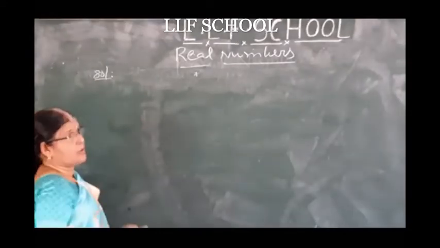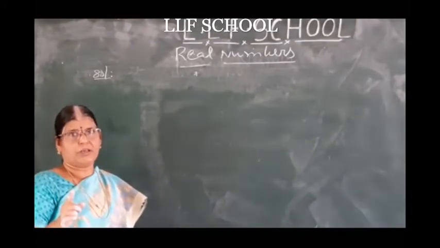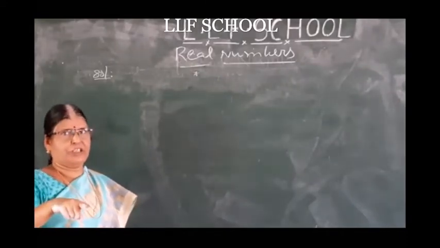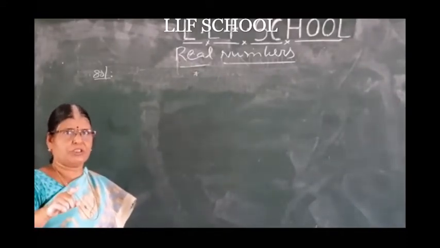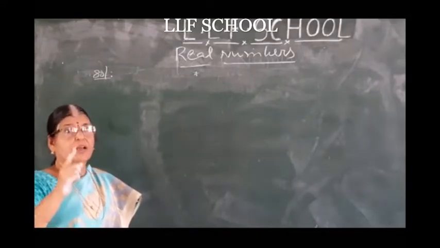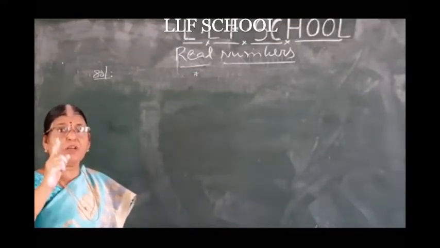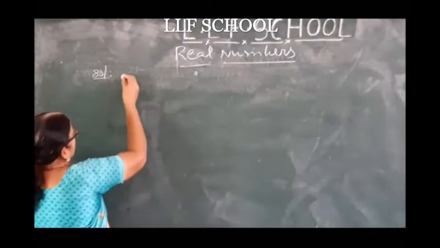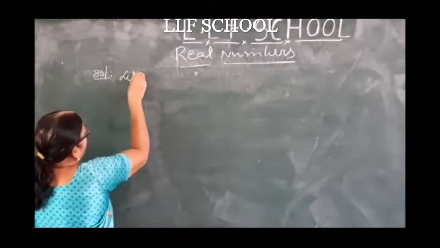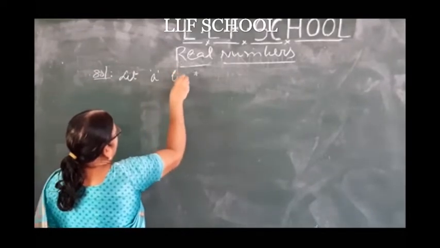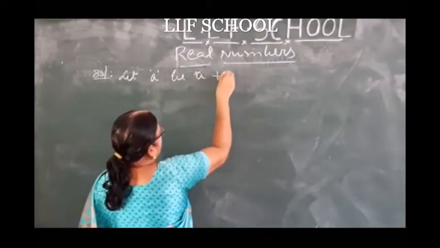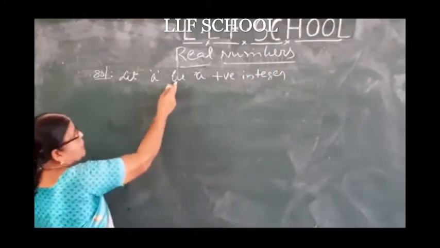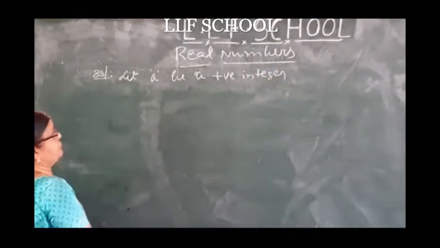So here, once again, listen to the question carefully. The square of any positive integer is of the form 3p or 3p plus 1 or 3p plus 2. That is, show that. So first, let a be a positive integer.